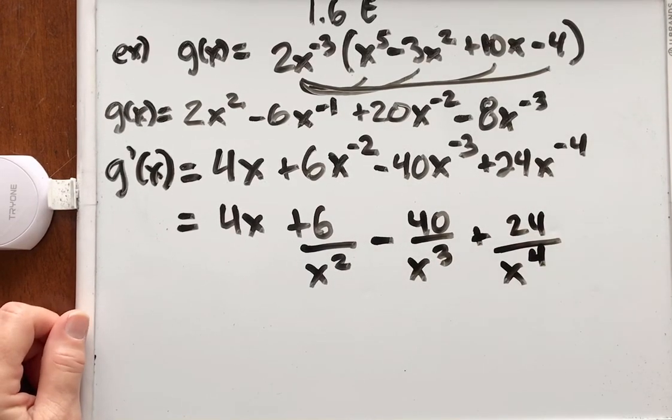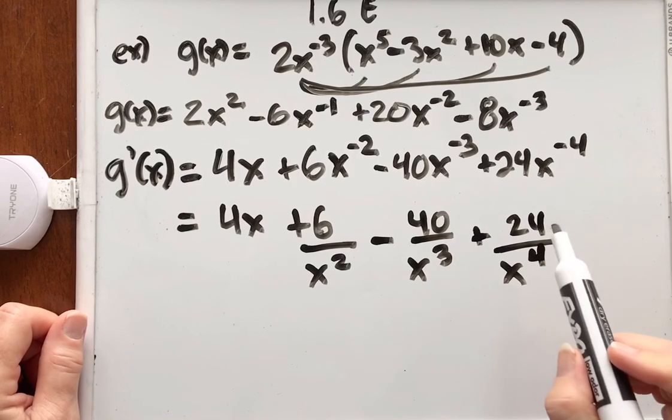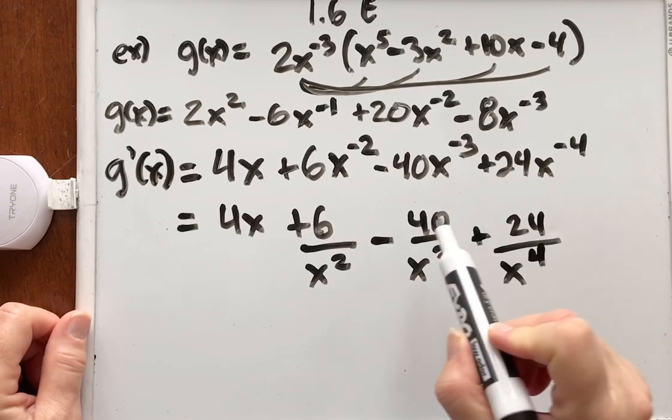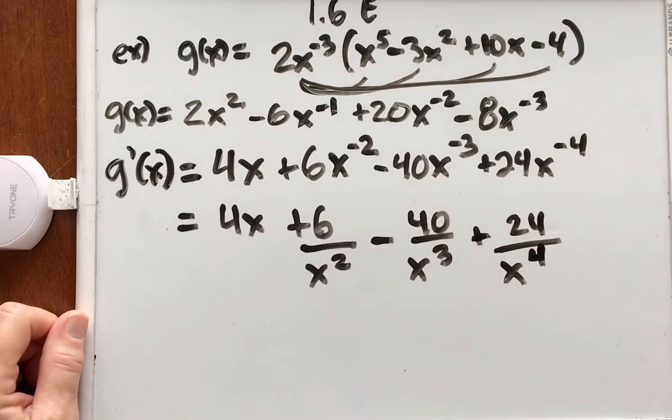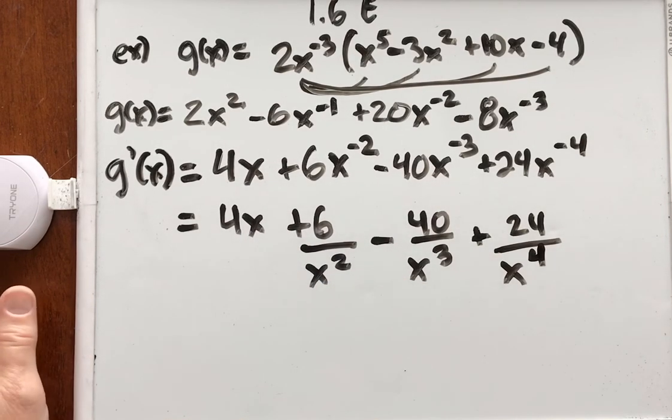And that would be our answer. If we wanted to factor out, notice they all have a 2. We could, but we don't need to if we're not going to be canceling anything. So that works just fine. Okay, we're going to go on to 1.7.